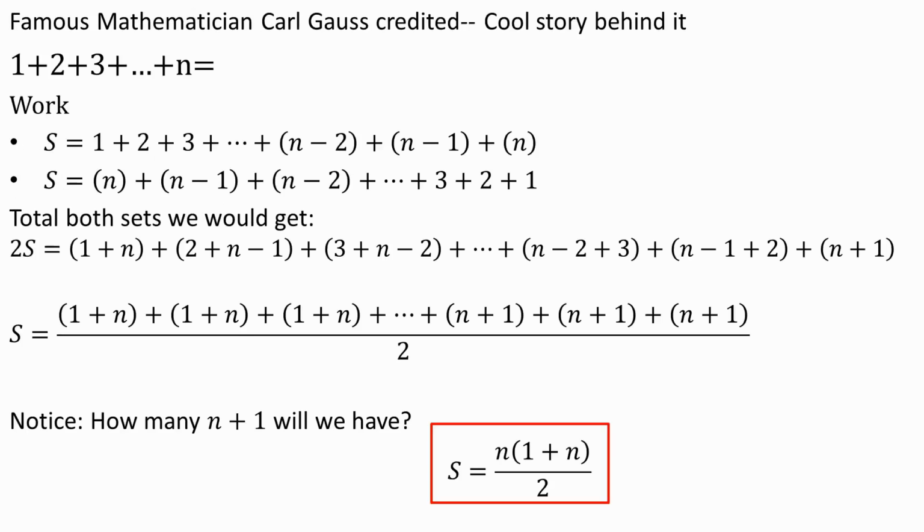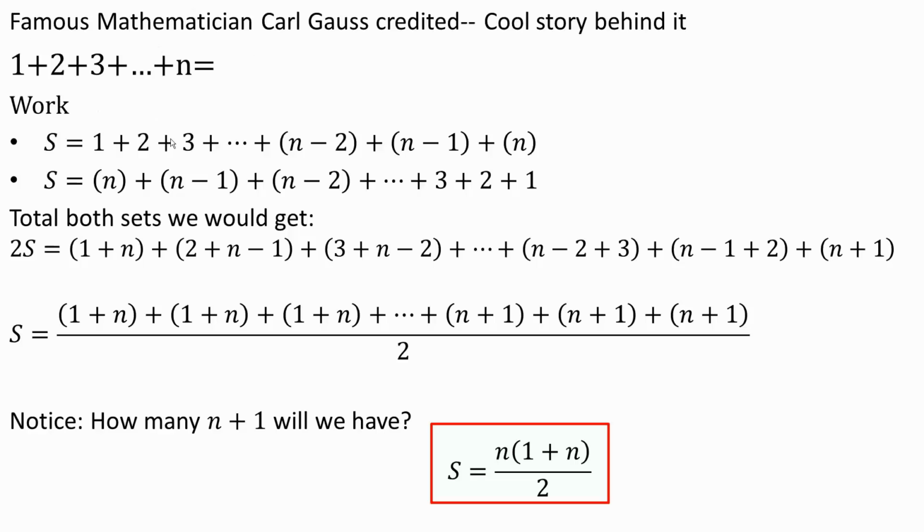This particular problem is a very famous problem, and the mathematician Carl Gauss is often credited with it, and there's a pretty cool story behind it if you're interested in checking it out. So if we have 1 plus 2 plus 3 plus 4 plus 5 and so on, it continues until you have plus n. And so there's a nice little trick to determine the sum of this.